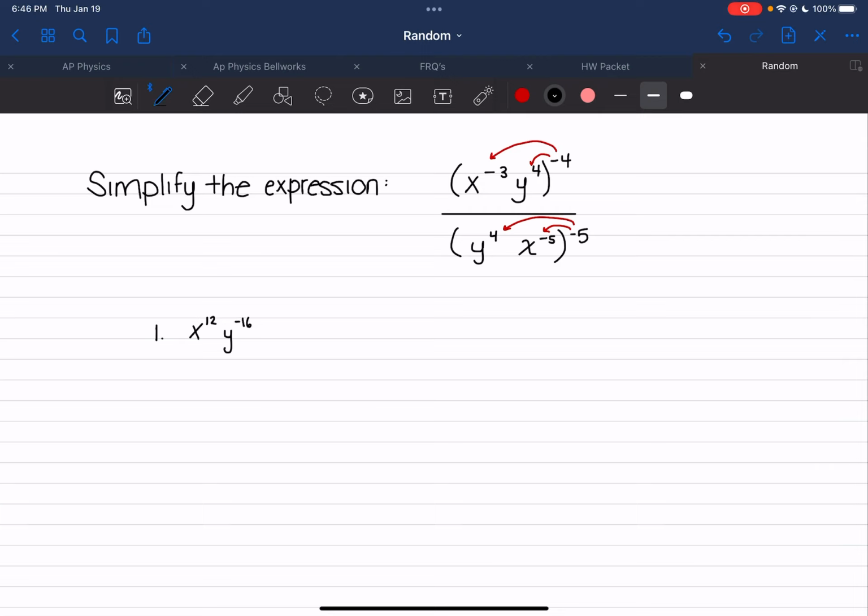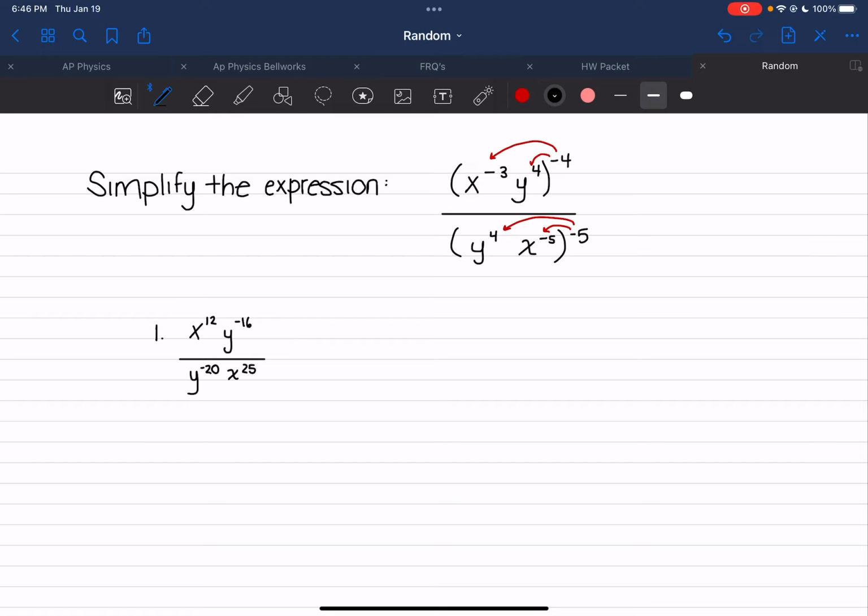-16. The next thing I'm going to do is the same thing to everything on the denominator. So y, and you distribute that exponent once again to give you 4 times -5, which is -20, times x, and then -5 times -5 is going to give you +25.